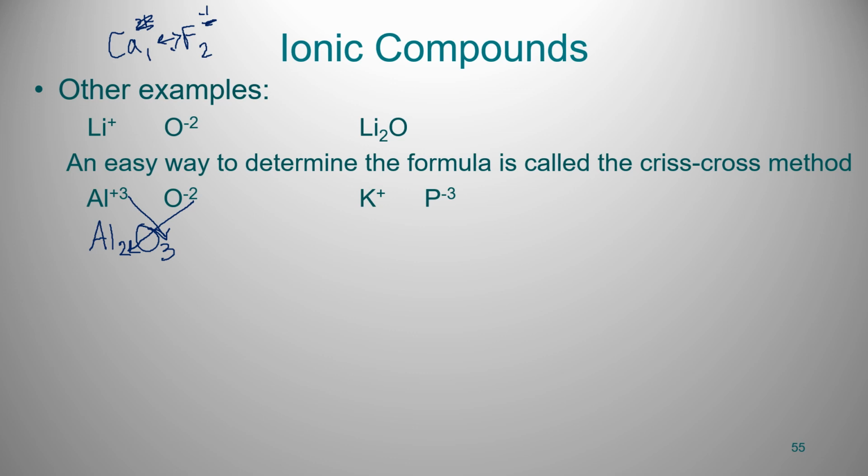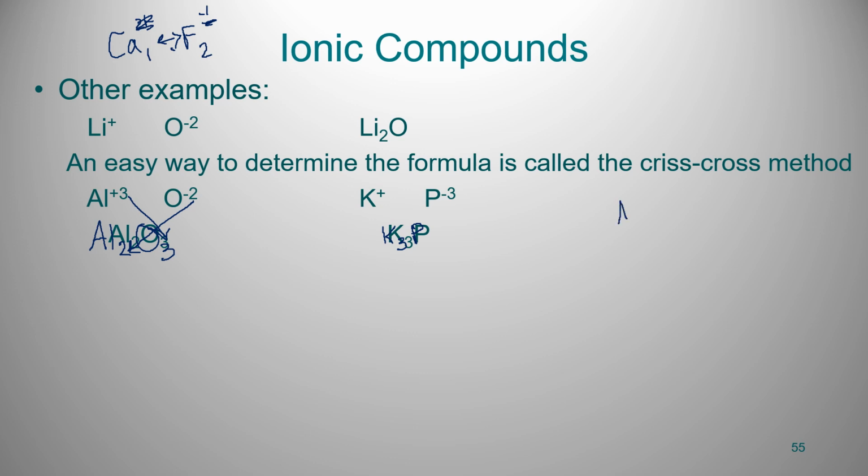I'll show you an example in a minute, but let's do this one over here. Potassium is a +1. Phosphorus is a -3. So we're going to need 3 potassiums for every 1 phosphorus. Sorry, that kind of blocks out what's there, but that's exactly what it says. Like I said, we want the lowest ratio.